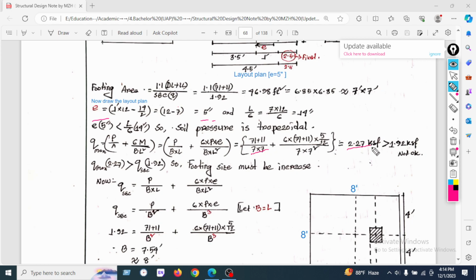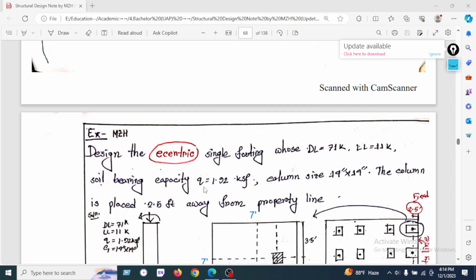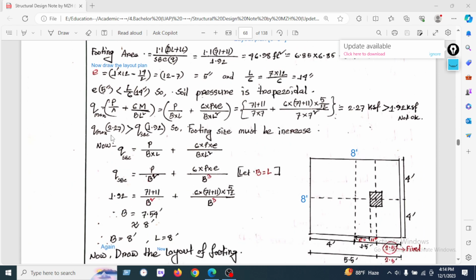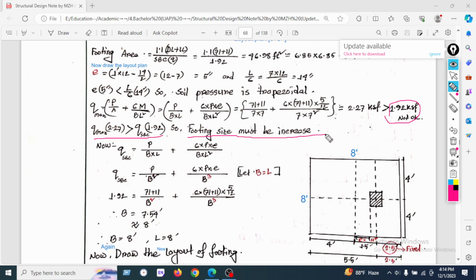So we have found 2.27 ksf, which is greater than the soil bearing capacity of 1.92, found from SPT or given in our question. Okay. So as we have shown, our soil pressure is greater than the allowable soil bearing capacity. That's why we have to increase the size of the footing. The footing size must be increased.